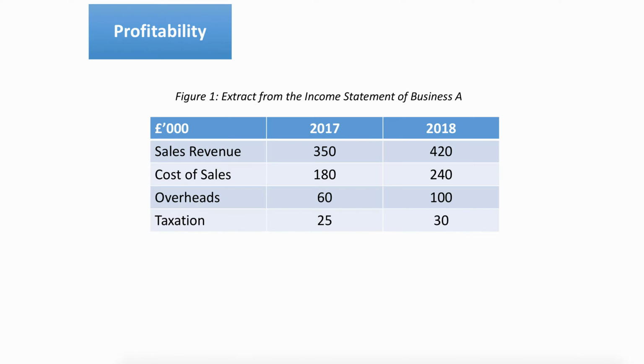Okay, well, let's start with profitability ratios. And there we have on the screen an extract from the income statement of a business, with data for 2017 and 2018. So your first task is to calculate a profitability ratio. What was the gross profit margin in 2018? So pause the video now, have a go at calculating it, and then when you're ready, press play and you'll see how you got on.